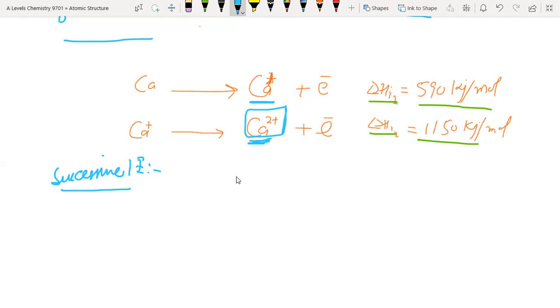What factors affect the ionization energy? We use the heading: factors that influence ionization energies.